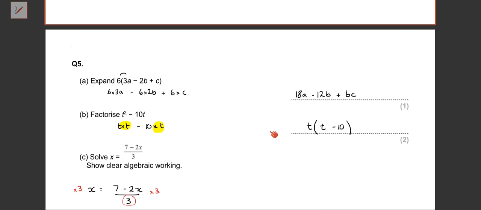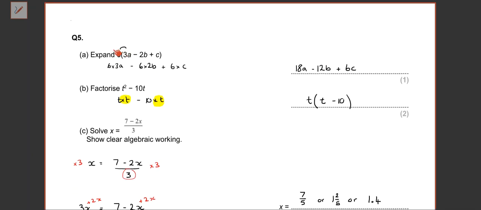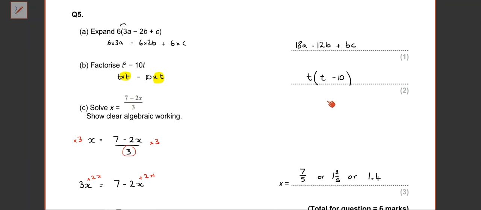Okay, question 5. Expanding each bit in turn. So 18a minus 12b plus 6c. Factorising.